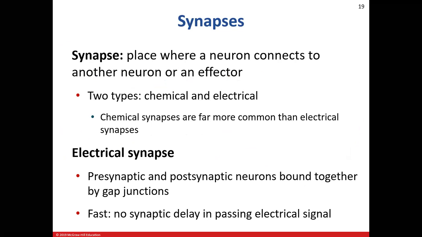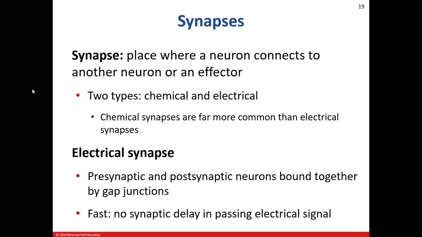So now let's look at the synapses and how neurons connect with each other. A synapse is simply a place where a neuron connects to another neuron or an effector. There are two different types of synapses: a chemical synapse and an electrical synapse. Chemical synapses are far more common than electrical synapses. Chemical synapses are the ones that we've already talked about. It's what we see at the neuromuscular junction, where there's a gap and we use a chemical.